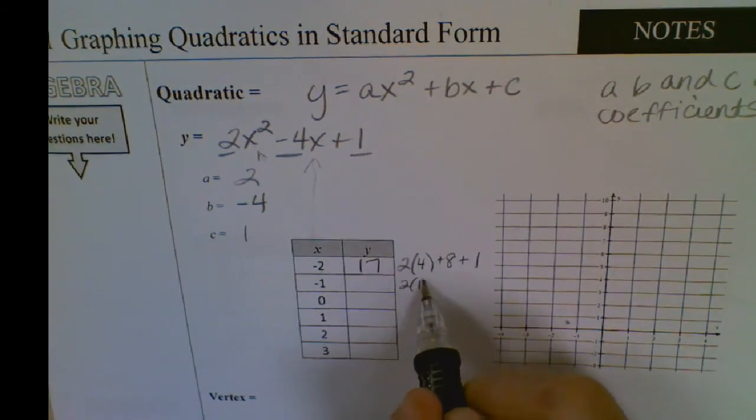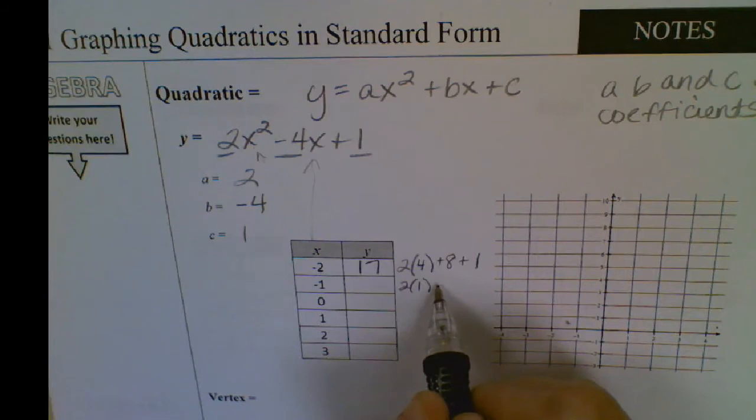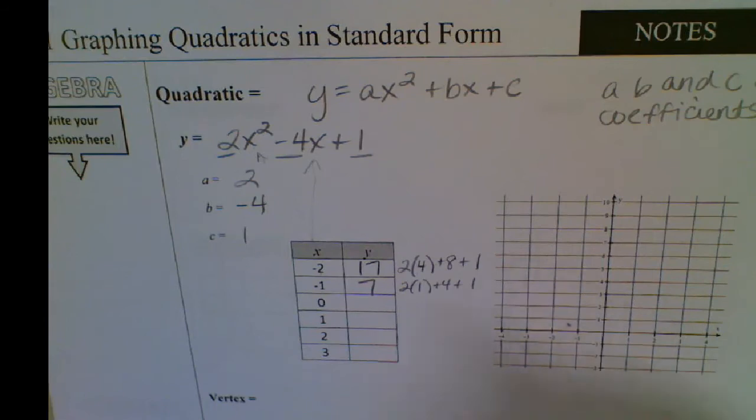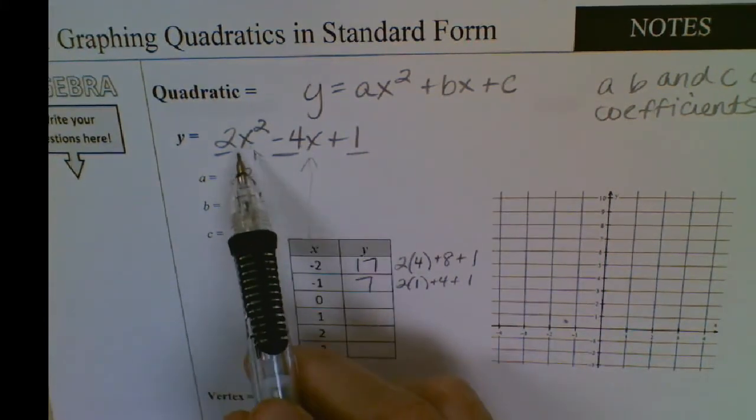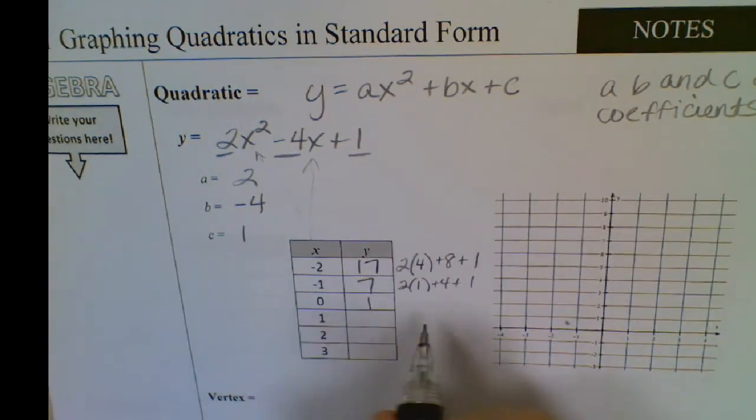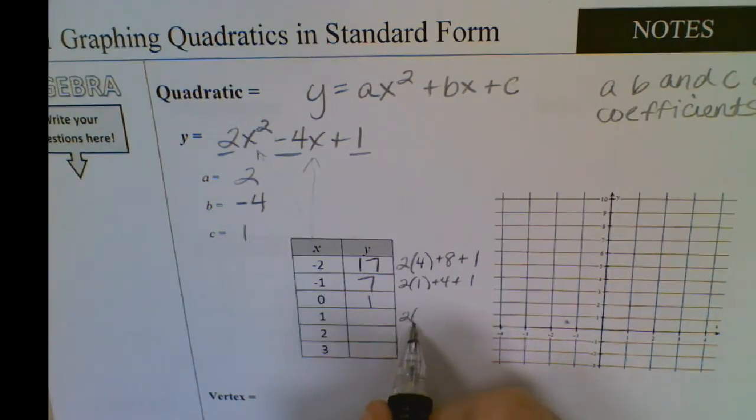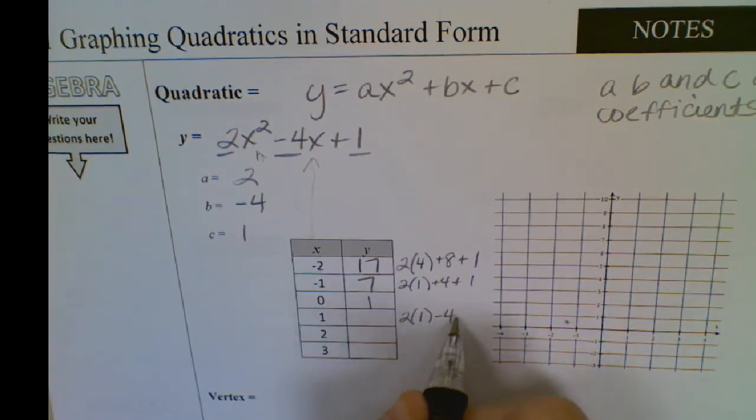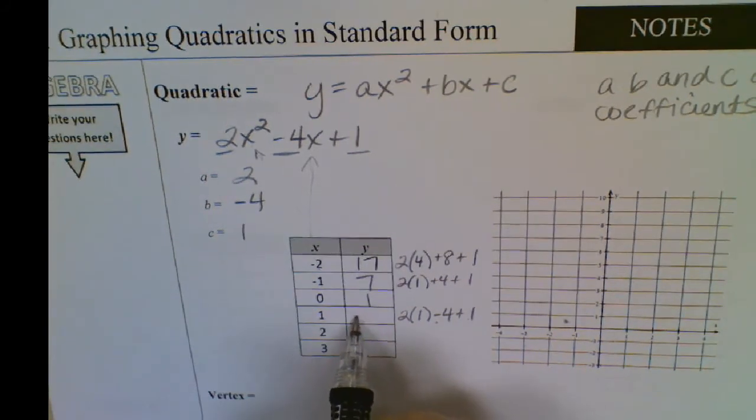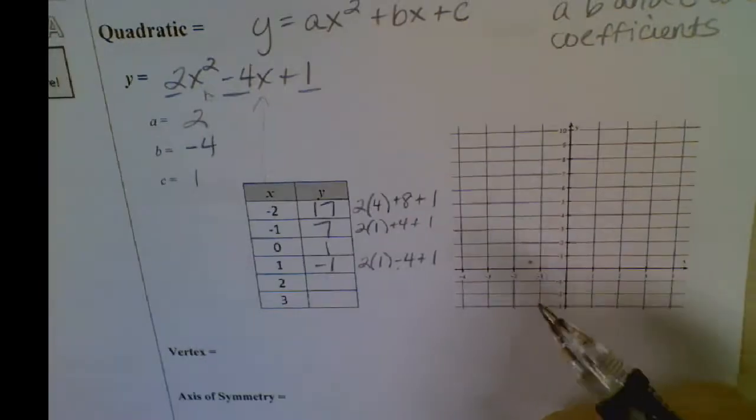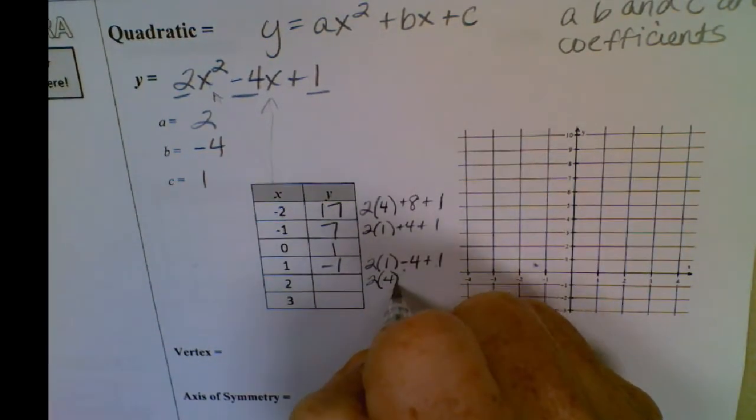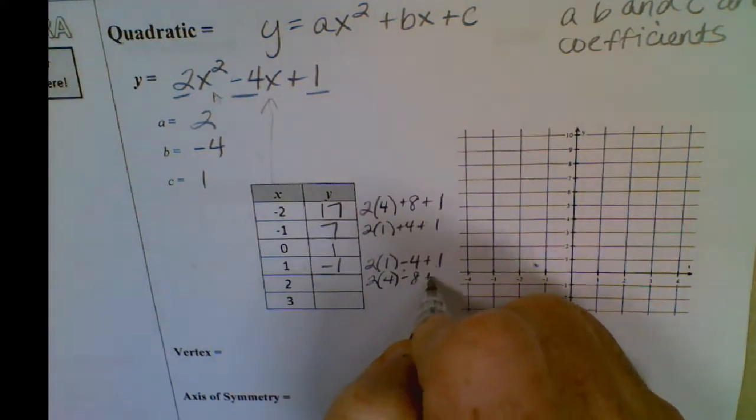2 times -1 squared is 1. -4 times -1 is 4 plus 1, so that gives us a value of 7. 0 is easy to plug in because we've got 0 minus 0 plus 1, so that's just going to be a 1. So that's pretty easy. 2 times 1 squared is 1, minus 4 plus 1. So 2 minus 4 is -2, plus 1 is -1. So let's keep going here. 2 times 2 squared is 4, minus 4 times 2 is 8, plus 1.